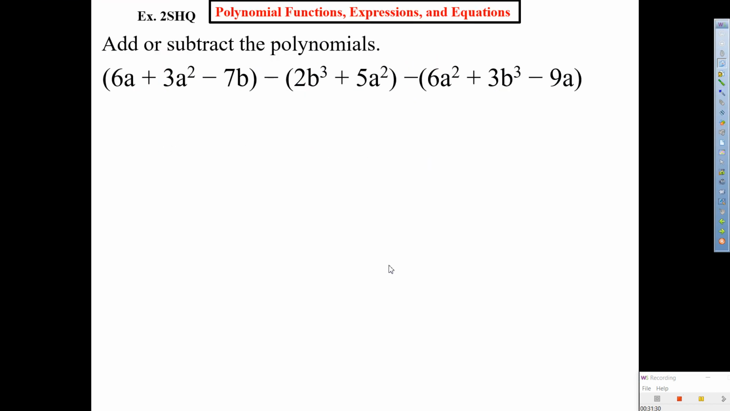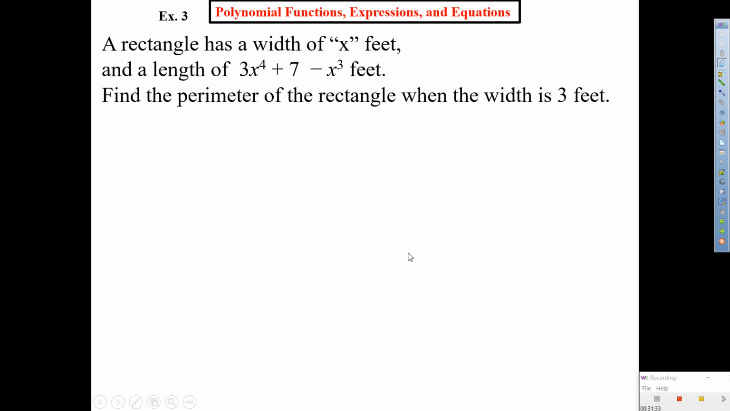So as you're sending me that, let's crank it up a bit. Give me a word problem, Mr. Q. There you go. Number 3. Write that down, please. A rectangle has a width of x feet and a length of 3x to the 4th plus 7 minus x cubed feet. Find the perimeter of the rectangle when the width is 3 feet. Copy that, please, and then we'll do this one together.